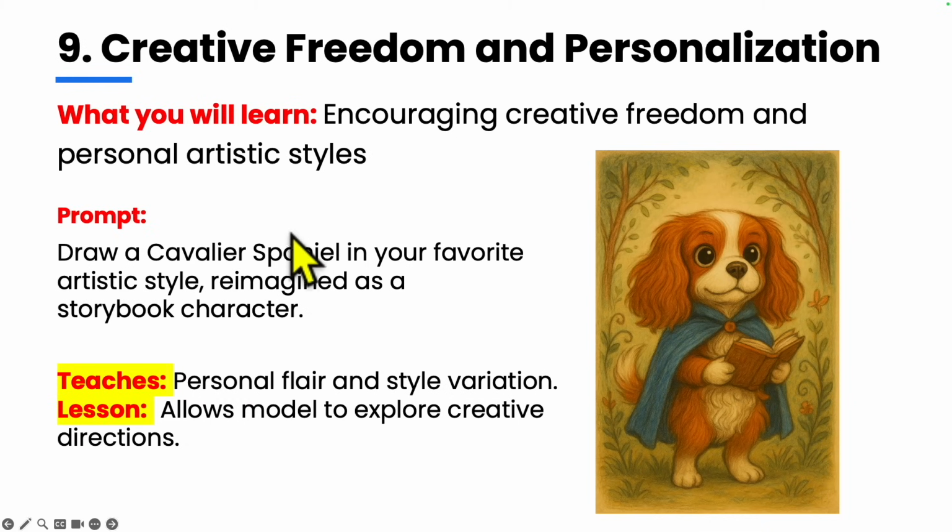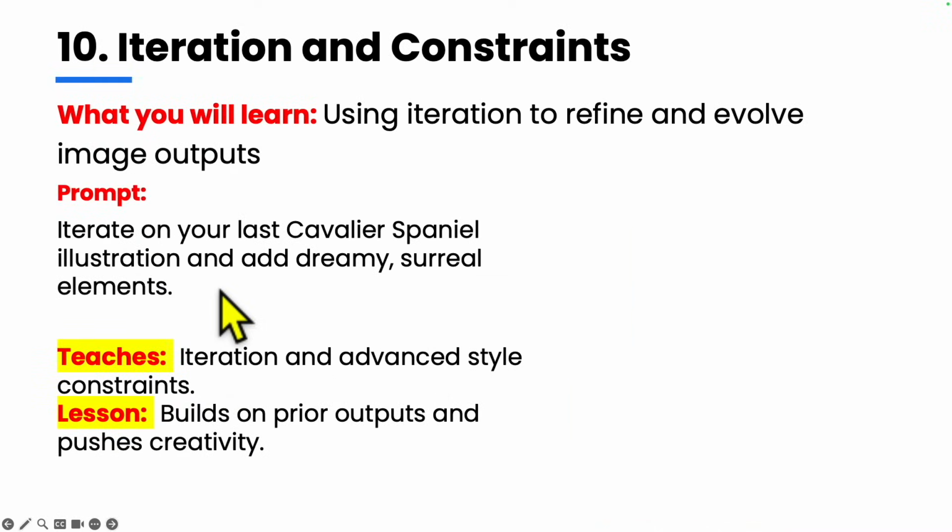But what I would typically do is take the first prototype and then make my own changes here and there to tweak it. So sometimes it's good to give control or freedom to the model as well. The lesson we learned here is it allows the model to explore creative directions. That is quite good. Now let's look into the 10th example. Here we are going to learn about iteration and constraints. We were already using the constraint. Here we are going to use iteration to refine and evolve the image outputs.